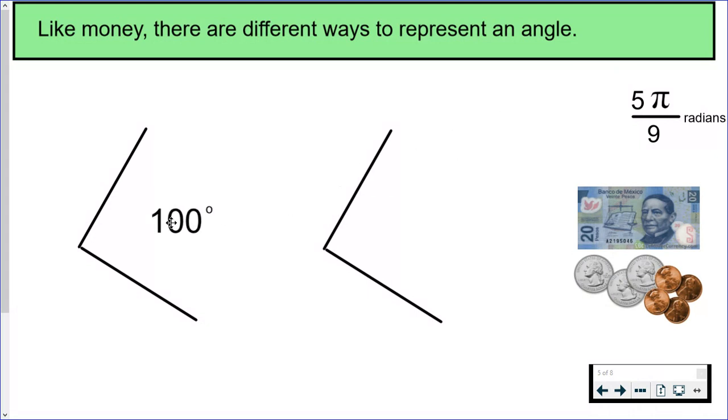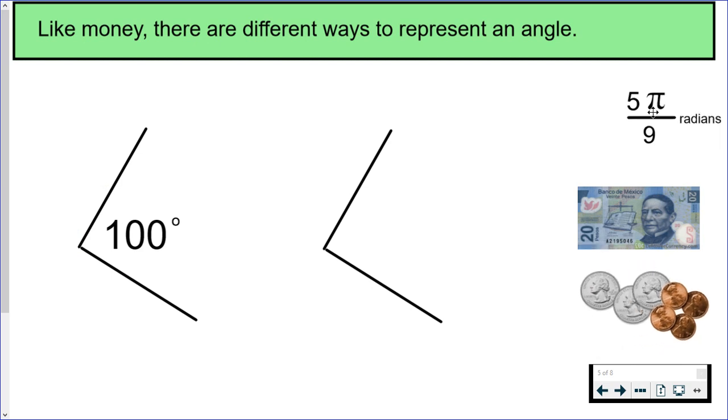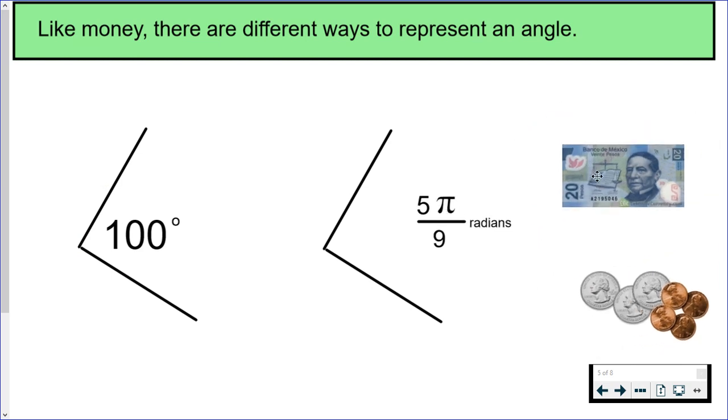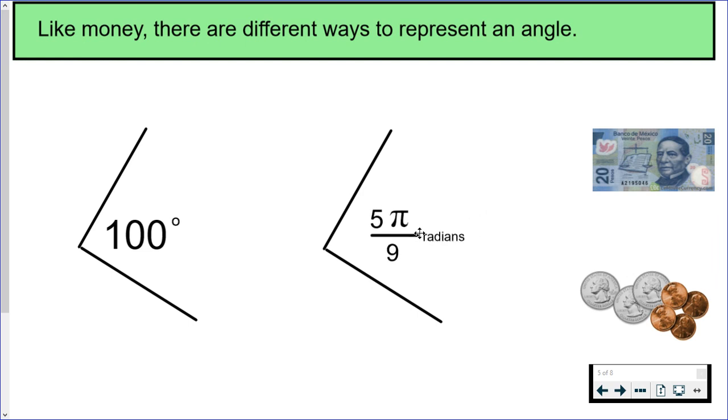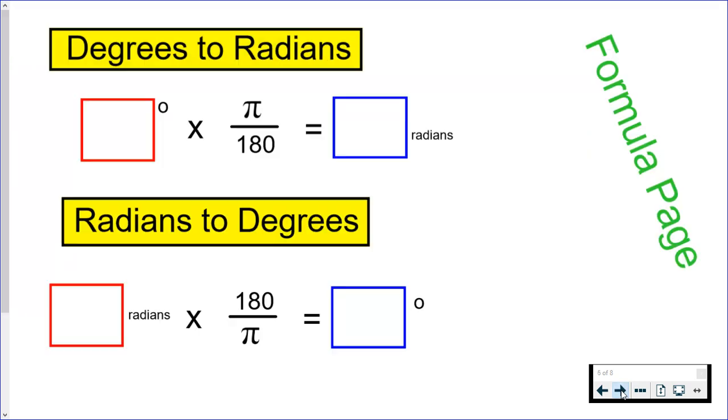We usually use degrees. Now, we're used to degrees, just like we're used to the American money. So radian mode is actually going to be like our peso. We're not used to it, but it's another way to measure an angle. So 100 pesos is actually 5 pi over 9 radians. So how do we go about converting? So today we're going to be bankers. We're going to convert from degrees to radians and radians back to degrees. And we're going to use these formulas.